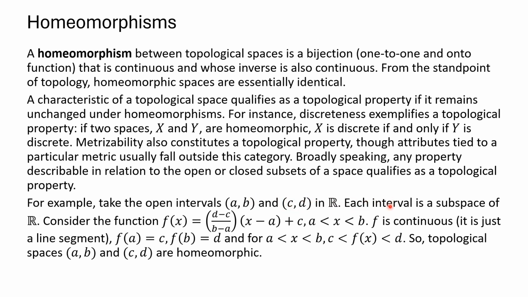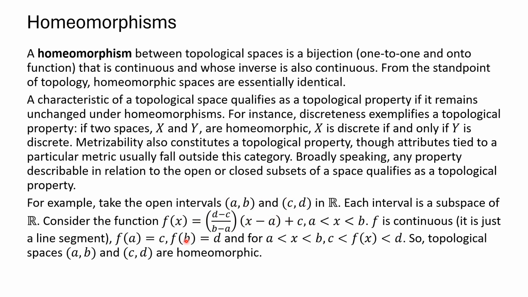And as I mentioned here, if we consider this function f of x, we have a constant here which looks kind of menacing, but we'll explain that in a second. So this constant times x minus a, plus c, consider that function. f is continuous. We can see that here, it's just a line segment. If we took this restriction off, then it would just be a straight line. So we know it's continuous. If you put in f of a, this drops off to 0 and you just get c. So you can see a gets mapped to c.